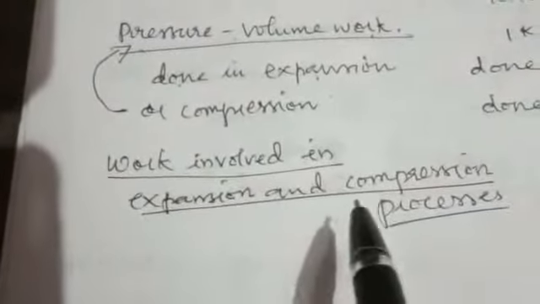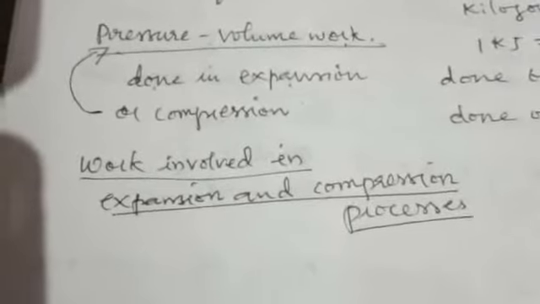Next up is pressure-volume work. In elementary thermodynamics, the only type of work generally considered is work done in expansions or compressions. This is known as pressure-volume work. Work done by expansions or compressions is called pressure-volume work, the work involved in an expansion and compression process, under conditions of external pressure.